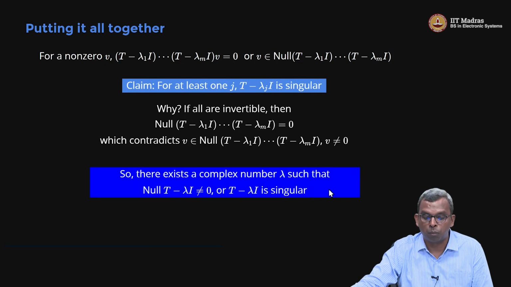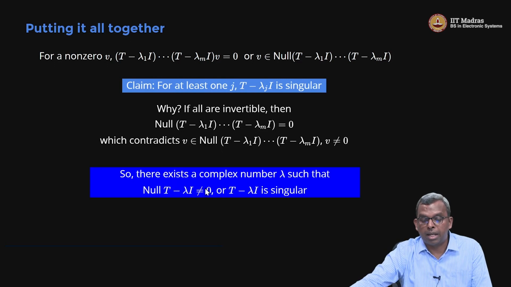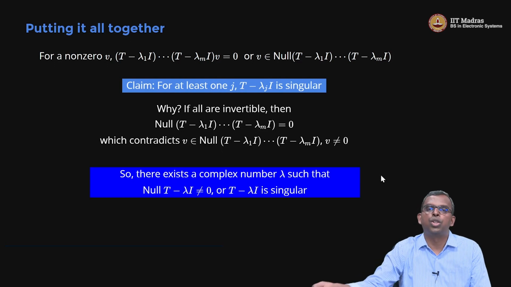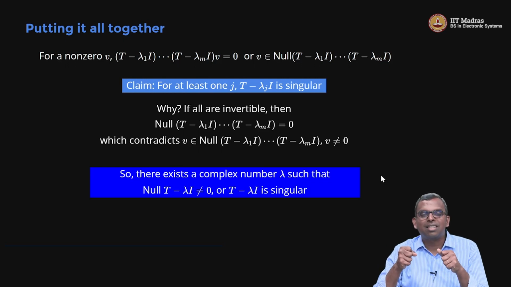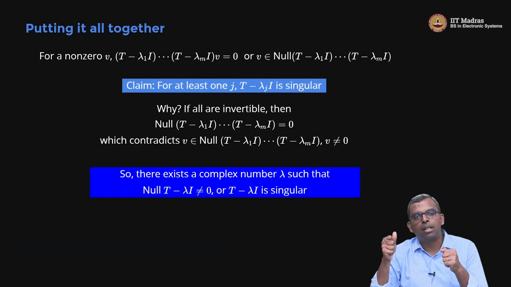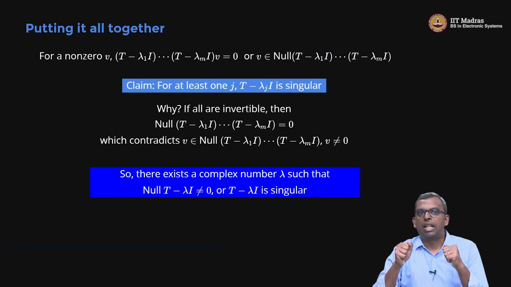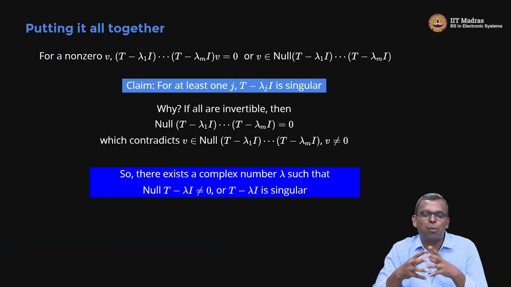That's the idea. So there exists a complex number lambda such that the null space of T minus lambda I is not equal to 0, or T minus lambda I is singular. So this is one proof to show that for any operator T, there is at least one complex eigenvector and one complex eigenvalue. So that is guaranteed. This is an elegant and simple proof in some sense. It doesn't use any other complicated notions.